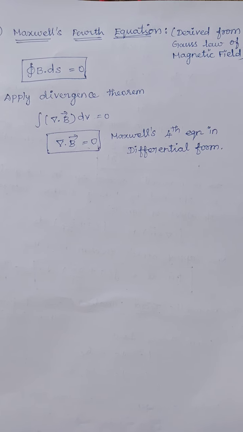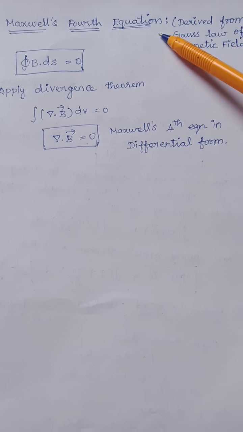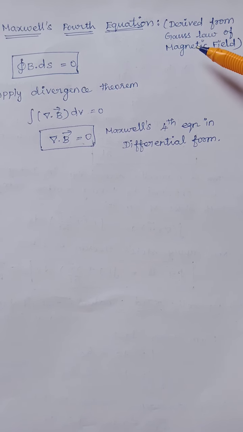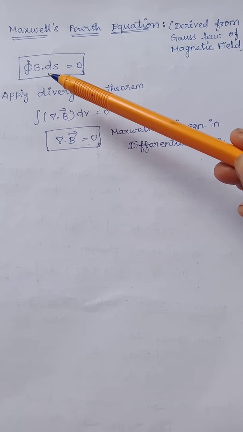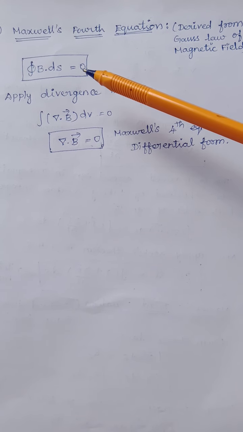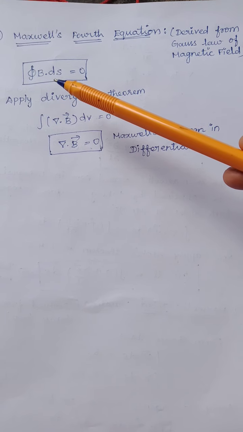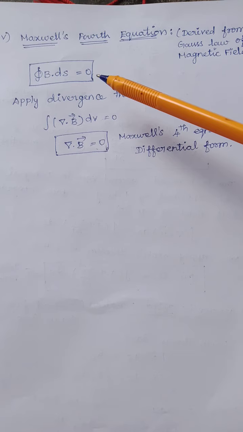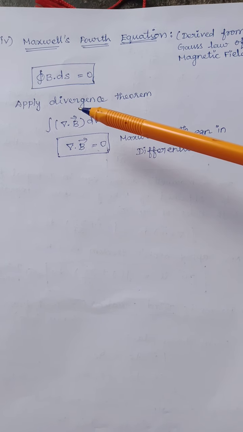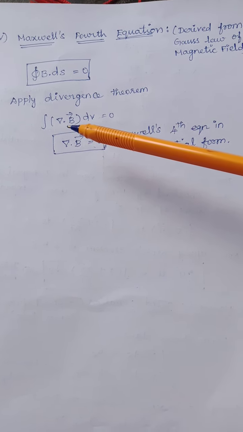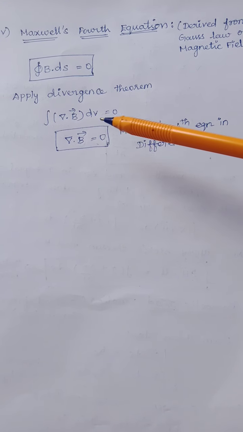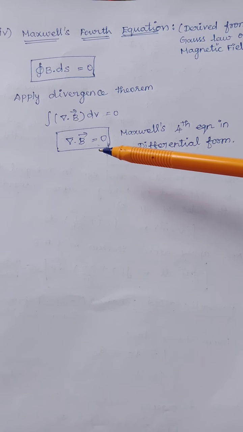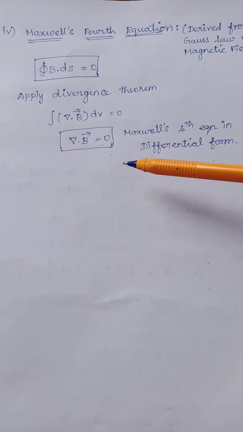The last Maxwell equation, Maxwell's fourth equation, is derived from Gauss law of magnetic field. Gauss law of magnetic field is the closed integral of B dot ds equal to 0. That is, the magnetic flux through a closed surface is equal to 0. This is Maxwell's fourth equation in integral form. Now apply the divergence theorem on the LHS. We get the integral of del dot B vector dv equal to 0. Therefore, del dot B vector equal to 0. This is Maxwell's fourth equation in differential form.